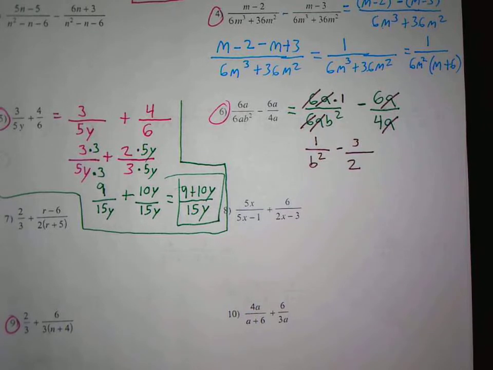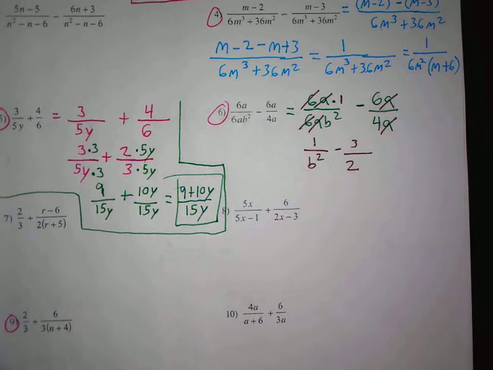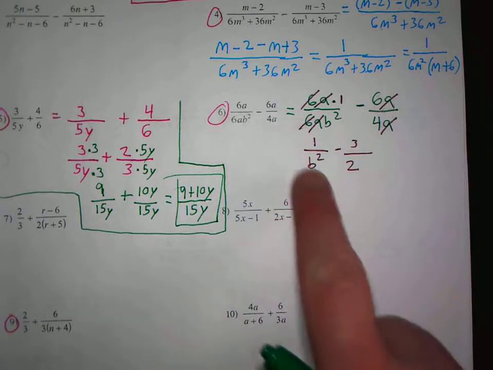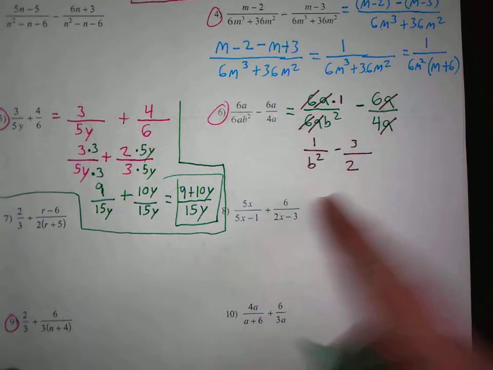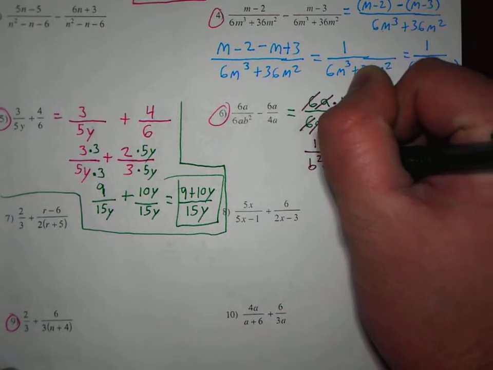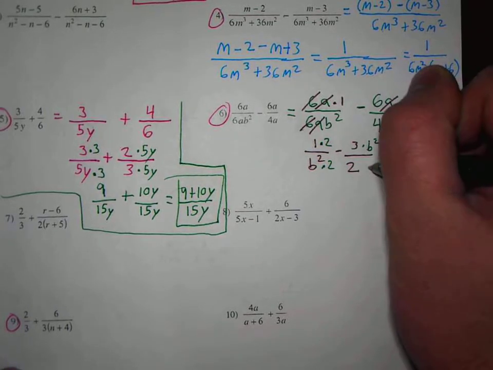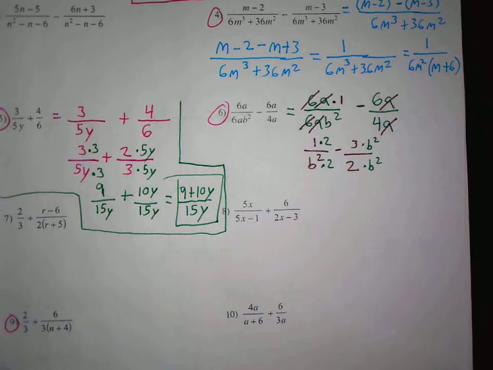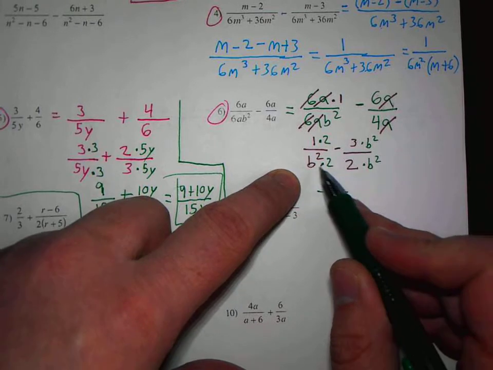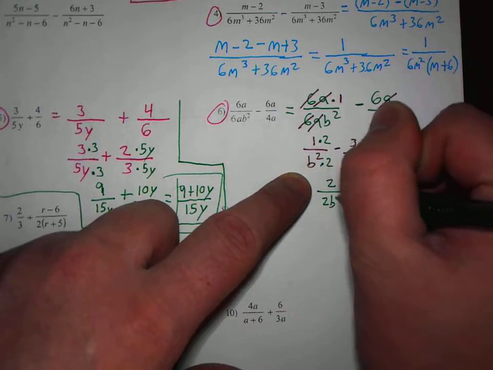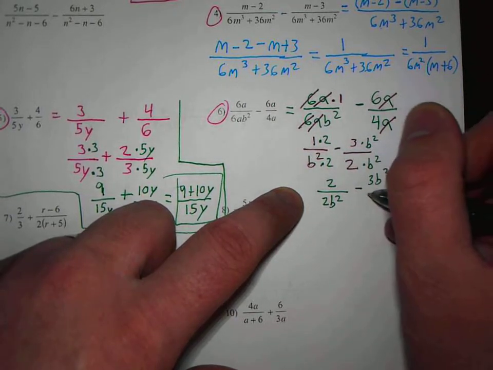So what do you think you're going to do? Have we simplified this? Have we combined it into one fraction yet? No, so we're not done. So what does b squared need? If we're trying to make these the same? A 2. And what does 2 need? A b squared. Okay. So I have 2 over, and we always put the number in front of the variable, 2b squared minus 3b squared over 2b squared.